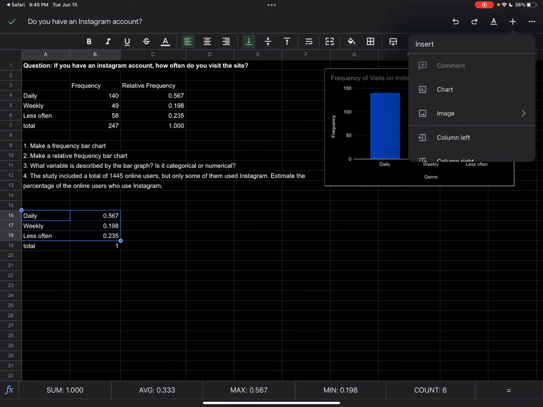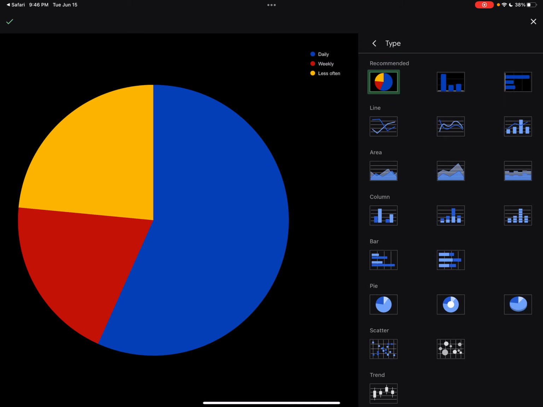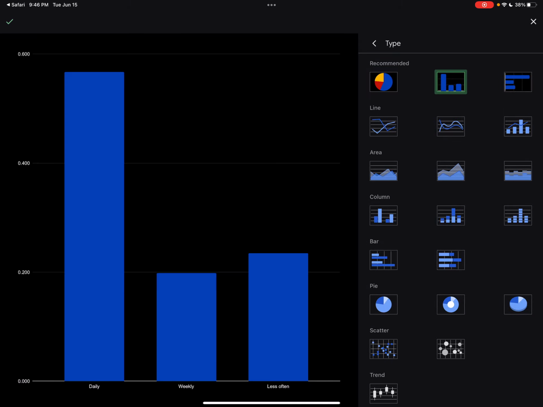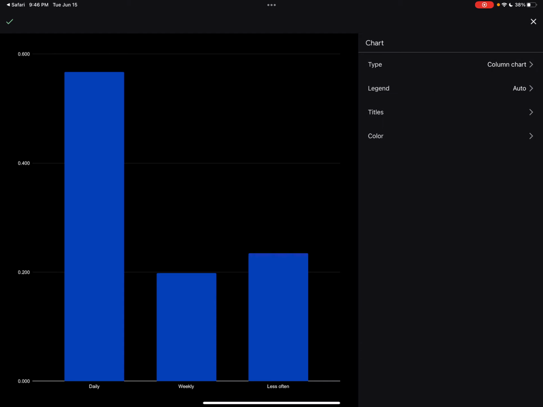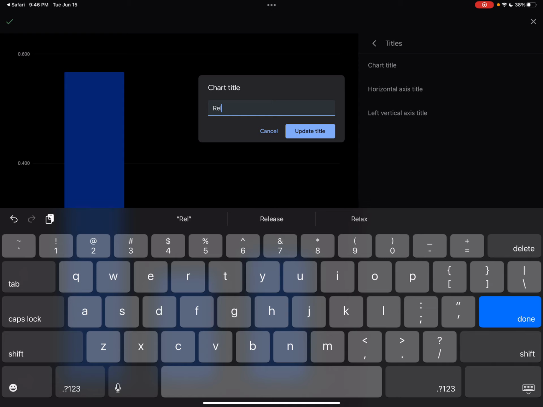I'm going to hit the plus sign up here, choose chart. We're going to make the chart type a bar chart. That's our frequent one. We'll go ahead and give it a title. Legend, we're going to put none. We don't need a legend. We're just graphing one common theme here. Chart title, this is our relative frequency.